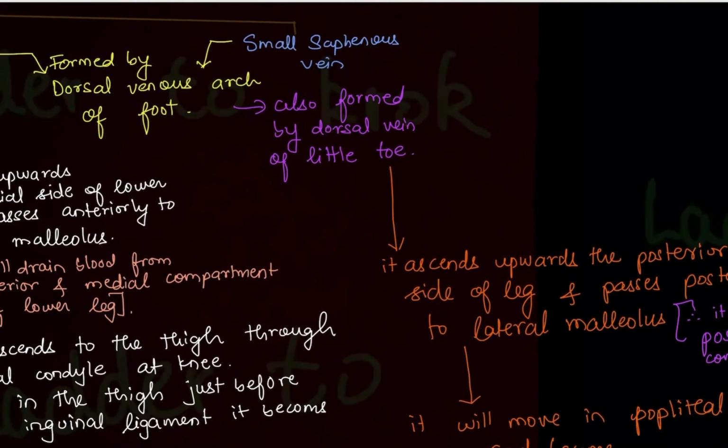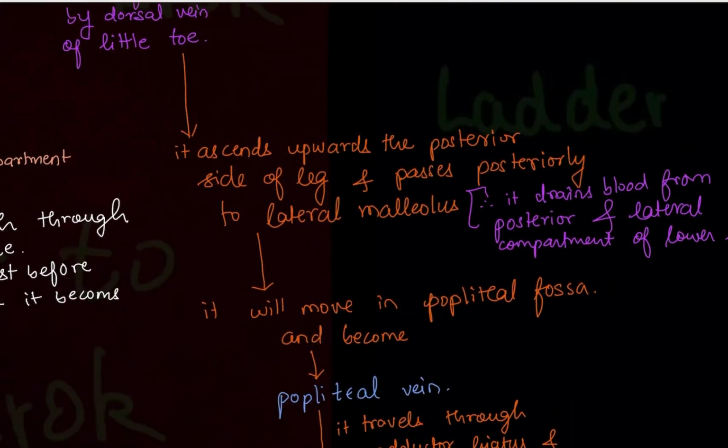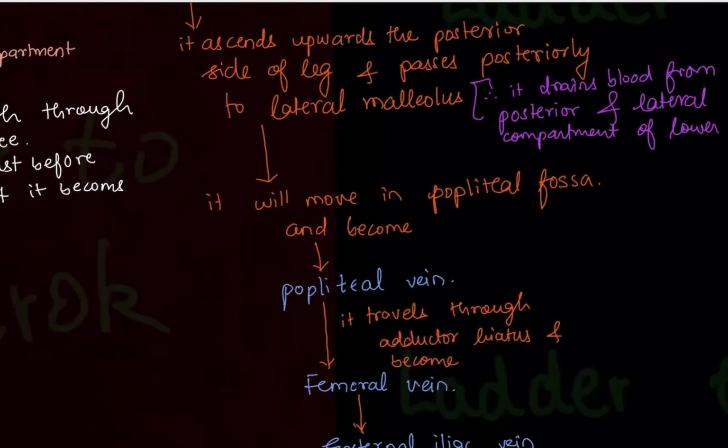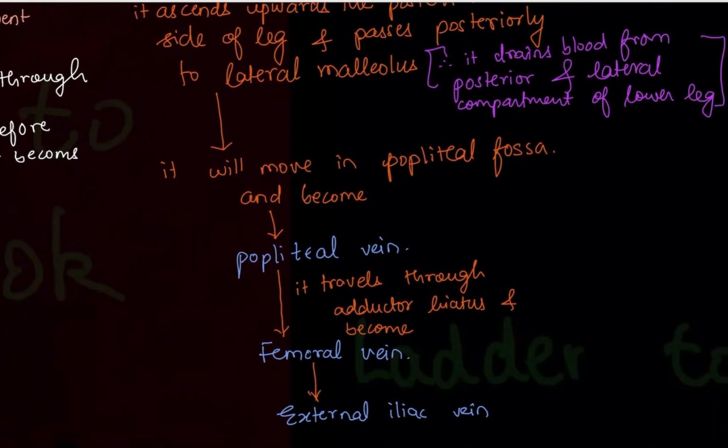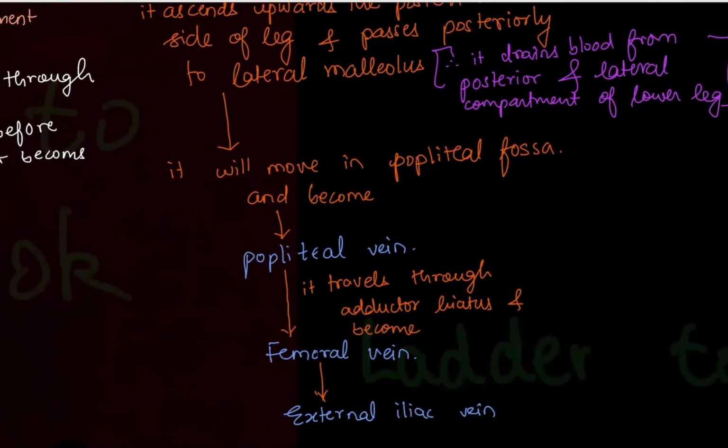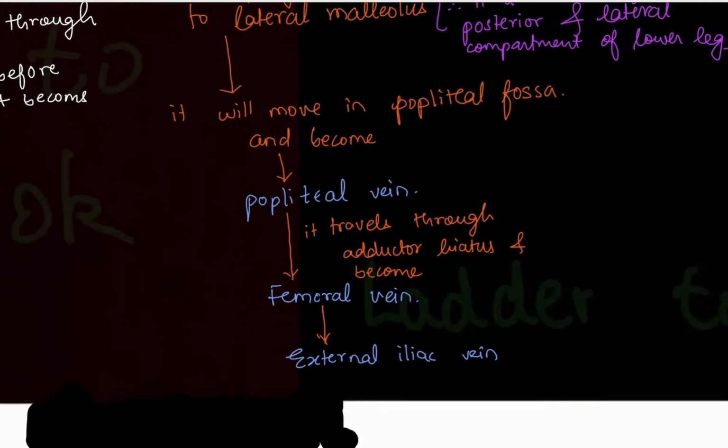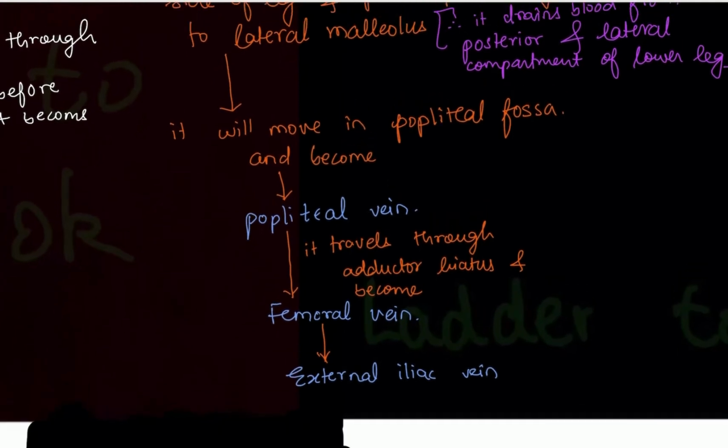Now let's look at the small saphenous vein drainage. The small saphenous vein will ascend upwards through the posterior side and will pass posteriorly to the lateral malleolus to enter the lower leg from the foot. Okay, therefore it will be draining the blood from the posterior and lateral compartment of the lower leg. Once it reaches the popliteal fossa, it becomes the popliteal vein. Now the popliteal vein travels through the adductor hiatus and then it is renamed as the femoral vein, which will drain blood back into the external iliac vein.